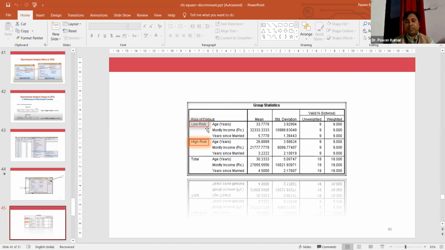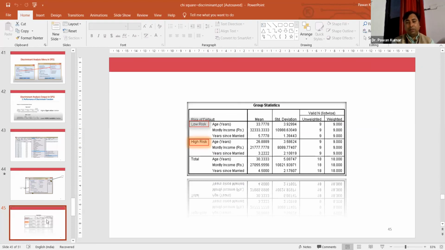In the group statistics, you are getting the mean and standard deviation: age-wise mean, income-wise mean, years since married, meaning whatever variables we have, in the case of the low risk customer. Similarly, in the case of the high risk customer, we have the mean of age, income, and years since married.